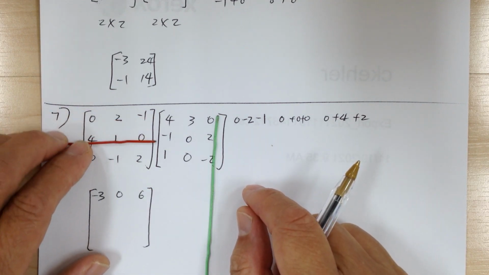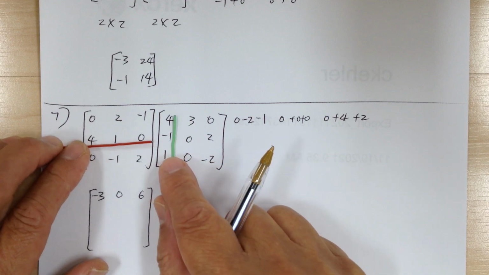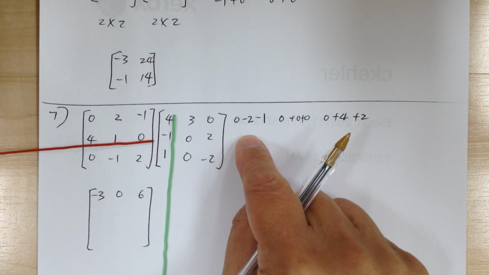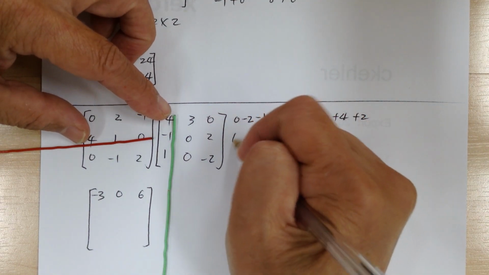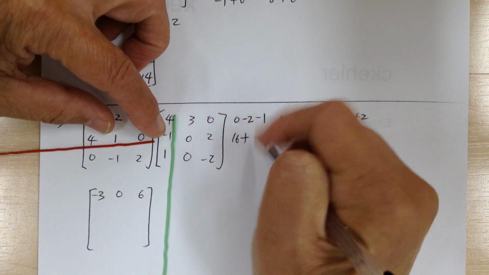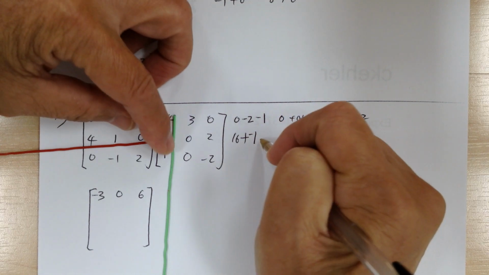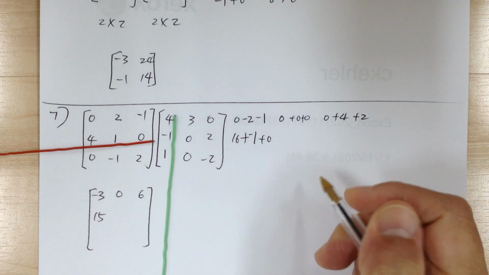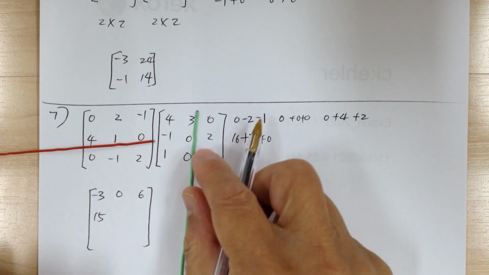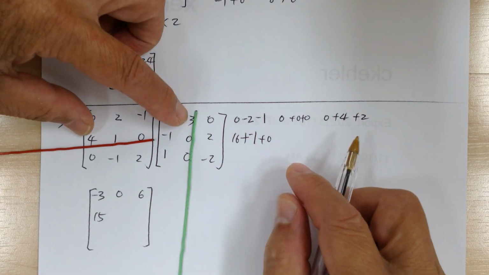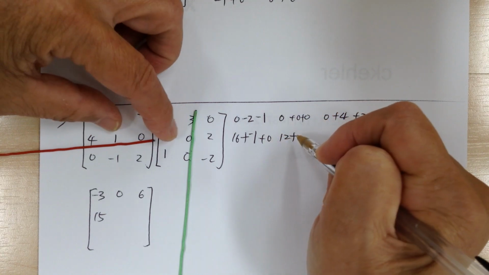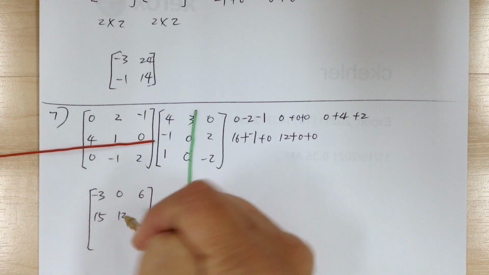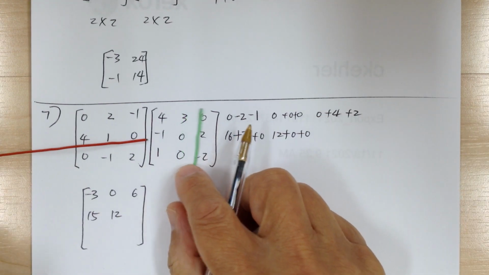Let's start over with the second row. So second row, first column. Second row, first column, it goes over here. So this would be 16 plus negative 1 plus 0. So this would be 15. Then you go to the next column. Again, first number times first number, so it would be 12 plus 0 plus 0, so it would be 12.